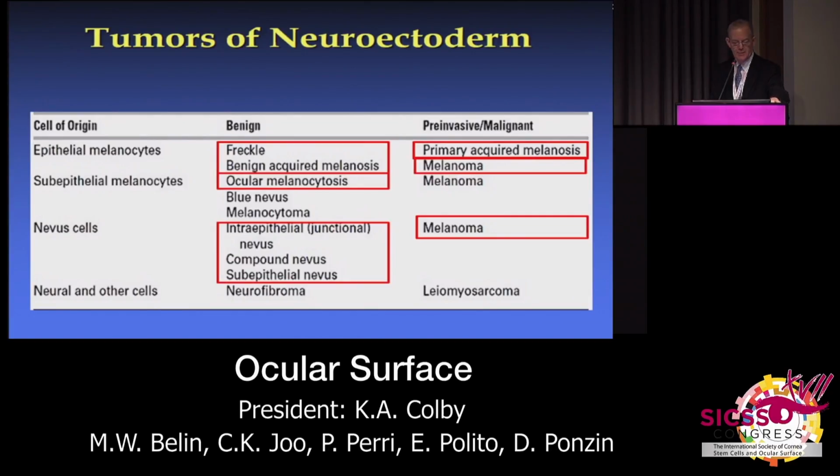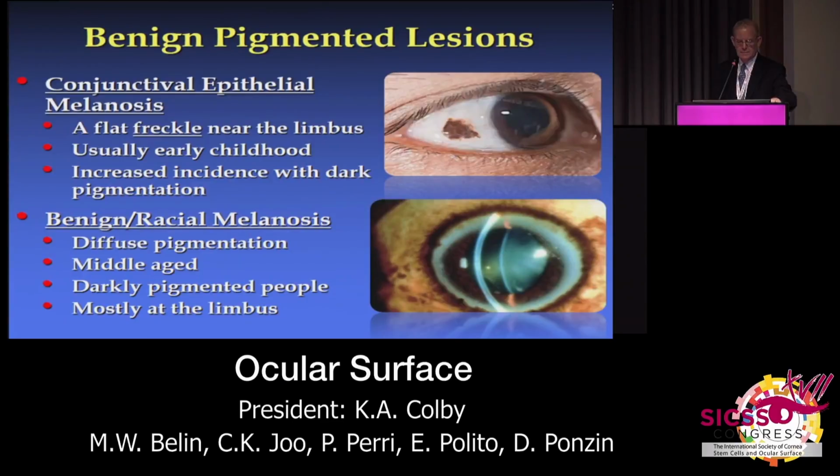Switch on to the next general area, which is tumors of the neuroectoderm. And the ones we'll talk about here, we've circled and highlighted, the benign lesions being a benign acquired melanosis or a freckle, ocular melanocytosis, nevi, PAM, and melanoma. So first, the most benign lesions.